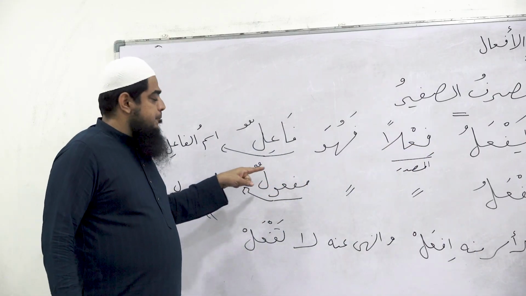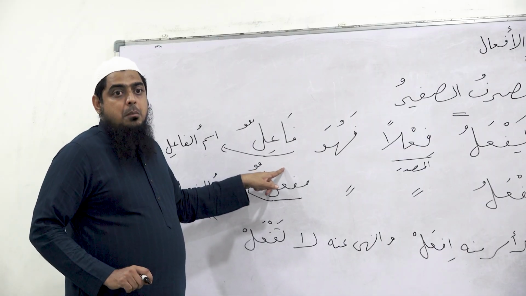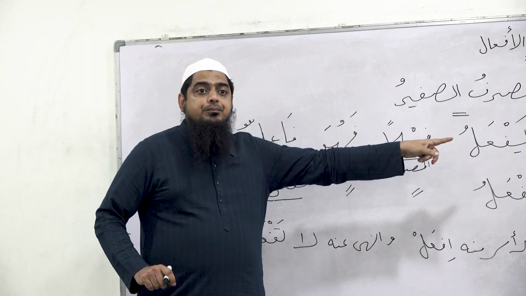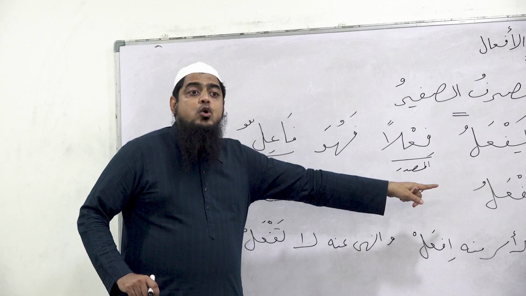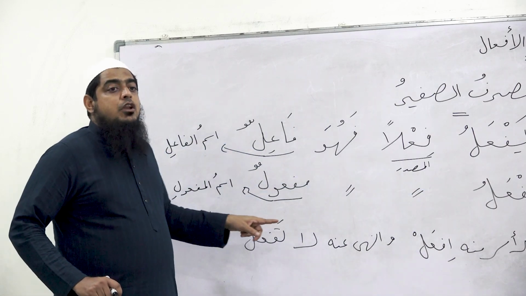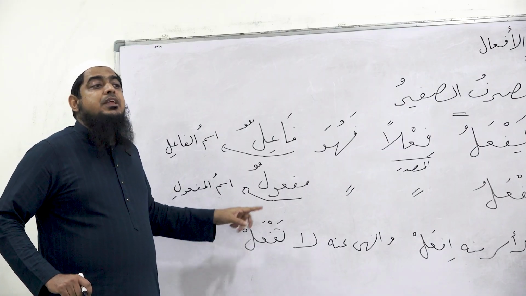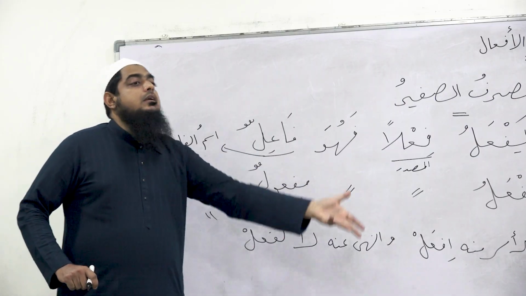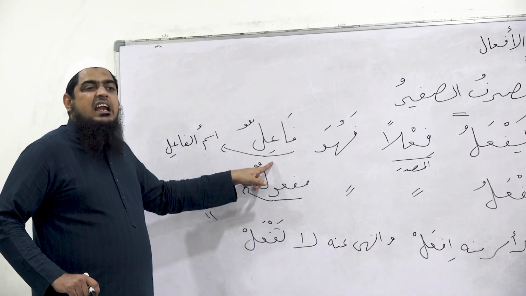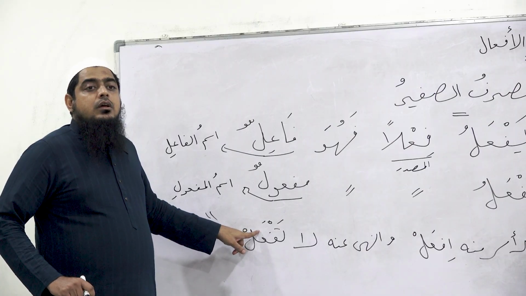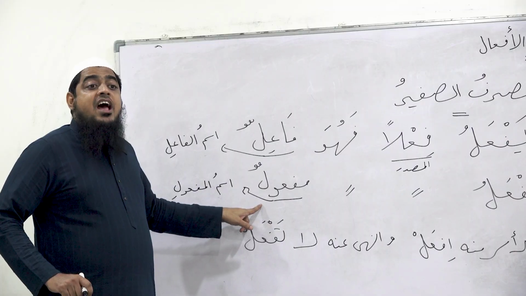What's the meaning of katibun? A person who is a writer. Because it comes from fi'l ma'lum. And ismul maf'ul comes from fi'l majhul, where you don't know who has done. Then kutiba yuktabu kitabatan fahuwa maktubun. Maktubun meaning something is written. Qatilun, a person who has killed. Maktulun, a person who has been killed.